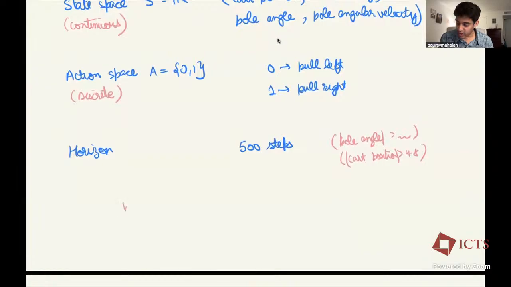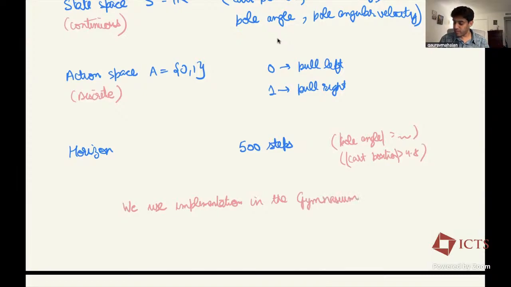Okay, and the implementation we're going to use is from the gymnasium library. So gymnasium, and the name is CartPole-v1. Some of these things, the code depends on which one you're using, but these are all pretty similar. Okay, so any questions about the CartPole environment?